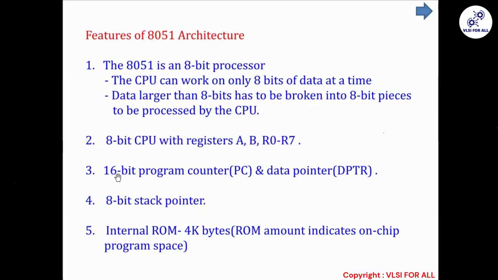So register A, that is the accumulator, and B are working in conjunction with the CPU. Along with that, there is a 16-bit program counter and data pointer. These are two more important registers, and they are 16-bit. One is the program counter, and the other one is the data pointer. Along with that, we have an 8-bit stack pointer. Generally, part of the program is kept on the stack, so the 8-bit stack pointer is also there, pointing toward that stack. Then there is an internal ROM of 4 kilobytes.